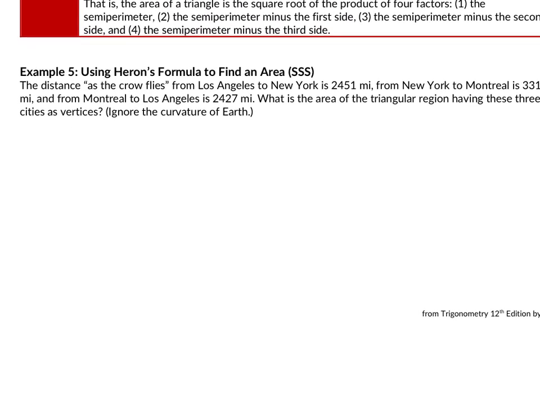All right. It says the distance as the crow flies, so straight lines, from LA to New York is 2,451 miles. From New York to Montreal, Canada is 331 miles, and from Montreal to Los Angeles is 2,427 miles. What is the area of the triangular region having these three cities as vertices? We can ignore the curvature of the earth, so we're flat earthers for a second.